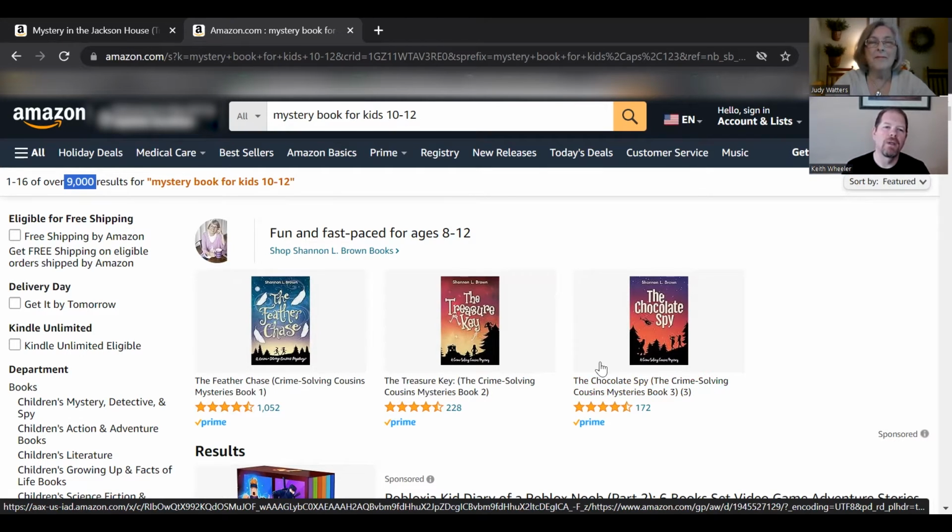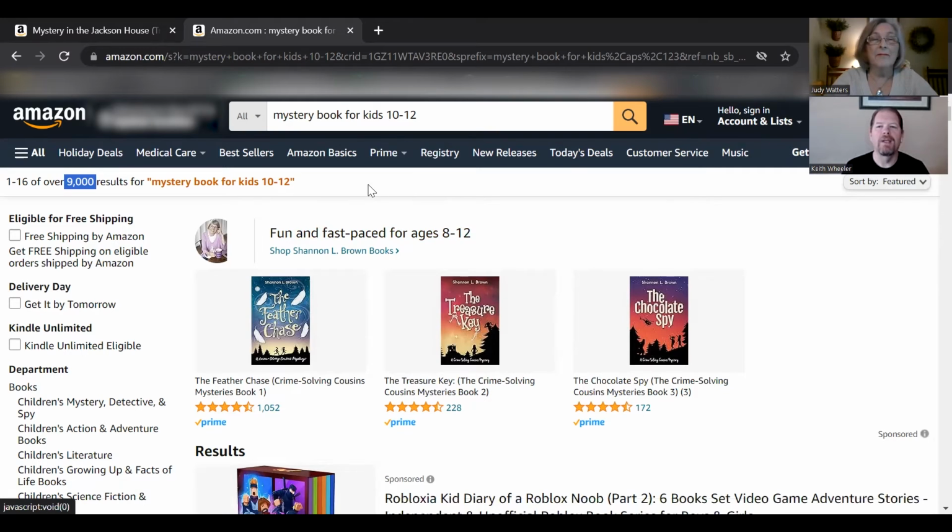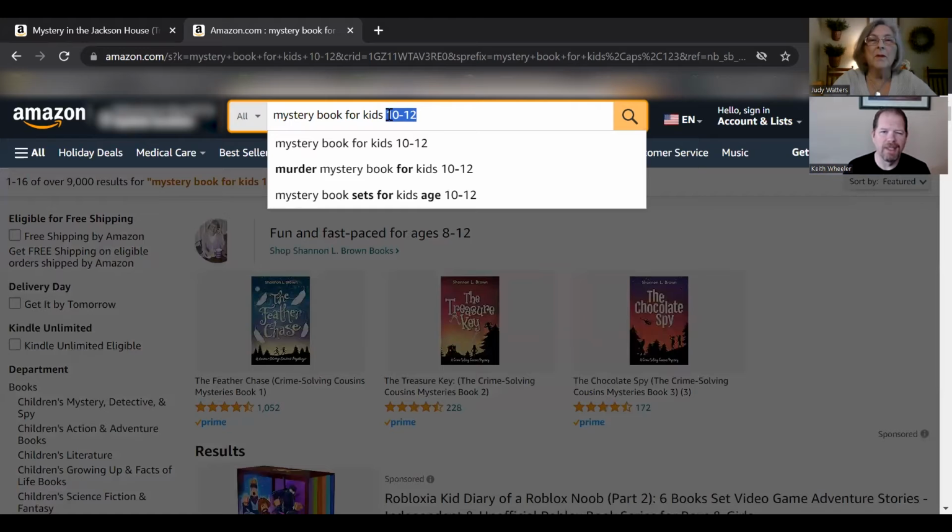Something like the word mystery is way too broad, and it's going to be way too competitive. It's going to cost you a ton of money every time somebody clicks on it, and you're going to have to up the price just to even get considered for it. I would do things like this right here, mystery book for kids 10 to 12. I think that was the age range that I saw in your book. If it's murder, then throw in murder mystery.